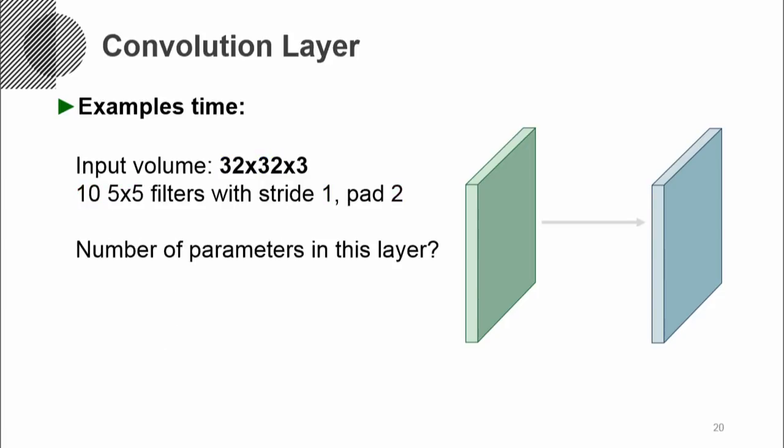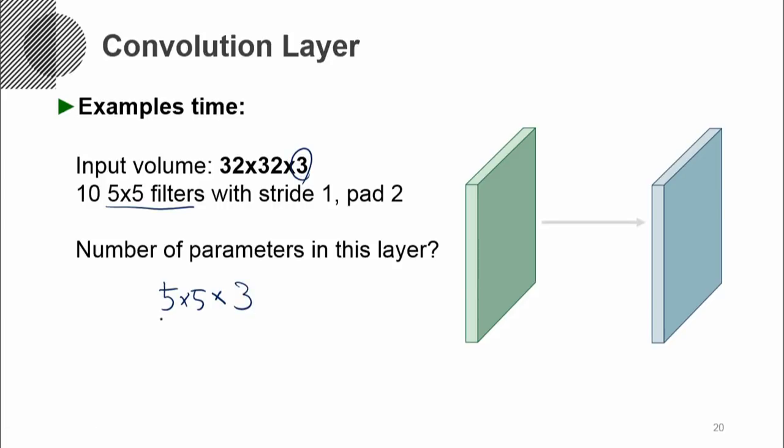Okay, and then what about the number of parameters in this layer? What are the parameters that we have to determine during our training process? The parameters are all contained in our filters, and each filter has 5 by 5 as width and height. And what about the depth of this filter? The depth should be the same as the input activation map, so the depth will be 3 accordingly.